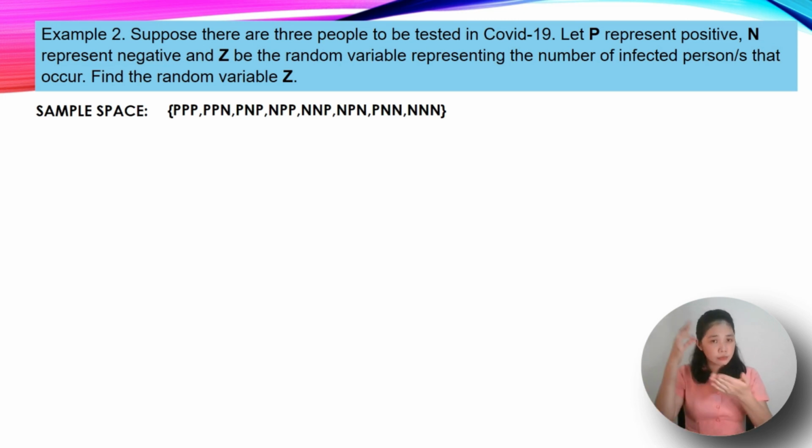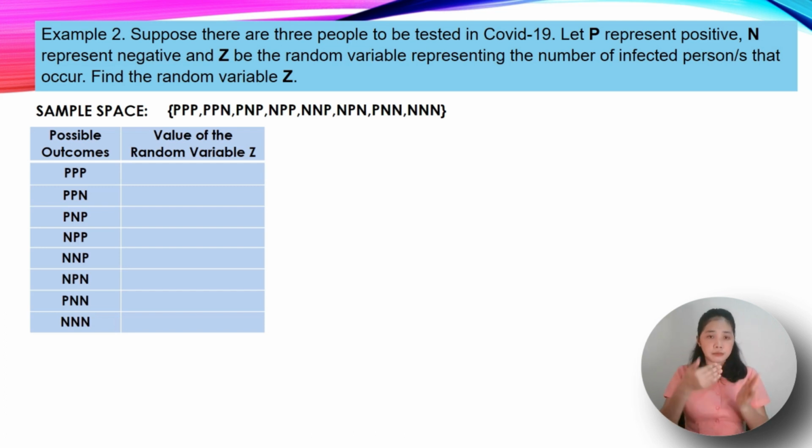So let us count the number of values of the random variable. Again, we have here a table where the first column is all about the possible outcomes that come from the sample space and the value of the random variable Z. Remember, we are interested to look for the number of infected persons, which is represented by letter P. So for the possible outcome PPP, we have 3. For PPN, we have 2. For PNP, we have 2. For NPP, we have 2. For NNP, we have 1. For NPN, we have 1. For PNN, we have 1. And for NNN, we have 0.